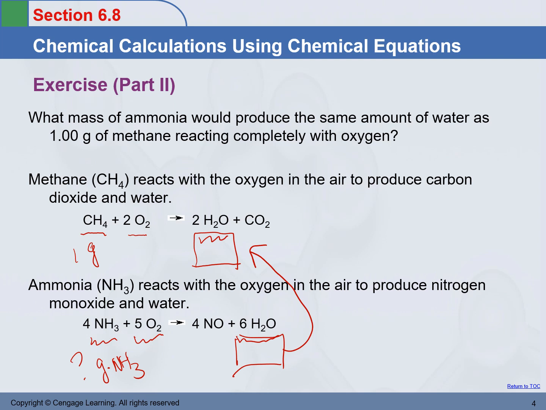Okay, so what we will do is use the first reaction to figure out how much water will be produced from 1 gram of methane. Once we know that, we will use the second reaction to see, to produce that amount of water, how many grams of ammonia are needed.